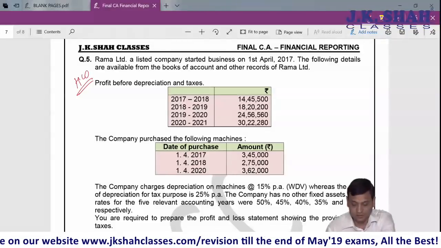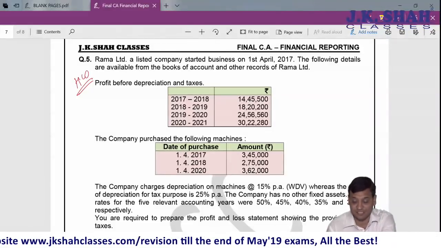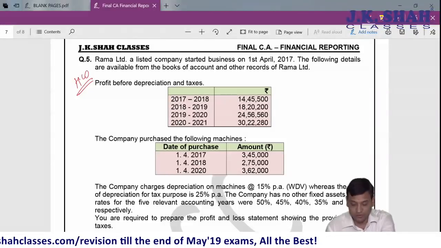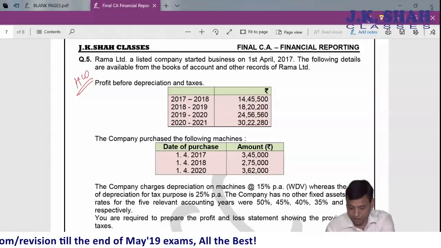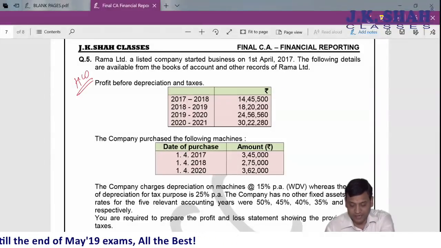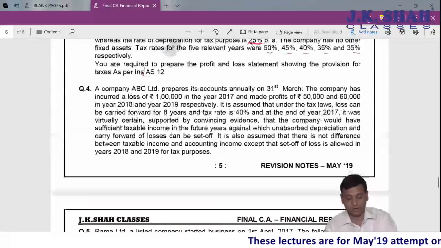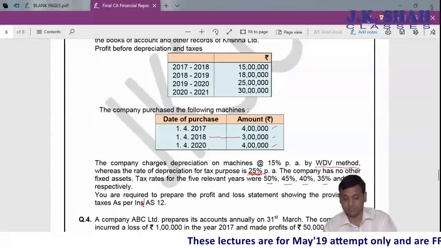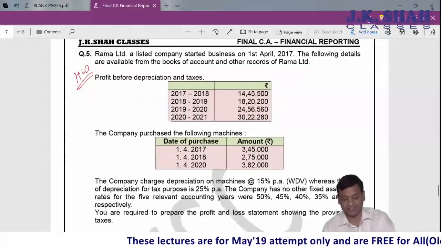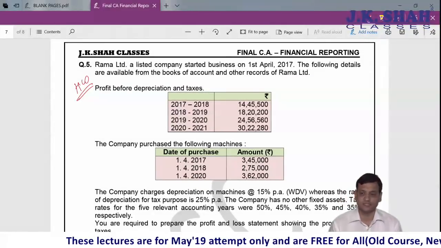Rama Limited is a listed company, started business on 1st April 2017. The following details are available from books of accounts and other records for 2017-18, 2018-19, 2019-20 and 2020-21. The company purchased the following machines in 2017-18, 2018-19 and 2019-20. The company charges depreciation at 15%, whereas the rate of depreciation for tax purposes is 25%. The company has no other fixed asset. Can I say it is similar to what we did in question number 4? Only some amounts have changed. You can try it as homework and just check the answers.